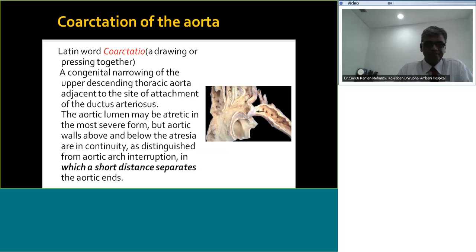So coarctation is from the Latin word coactio, that means a drawing or pressing together. It's a congenital narrowing of the upper descending thoracic aorta adjacent to the site of attachment of the ductus arteriosus. The aortic lumen may be atretic in the most severe form, but aortic walls above and below the atresia are in continuity. This is very important, as distinguished from aortic arch interruption, in which a short distance separates the aortic ends.